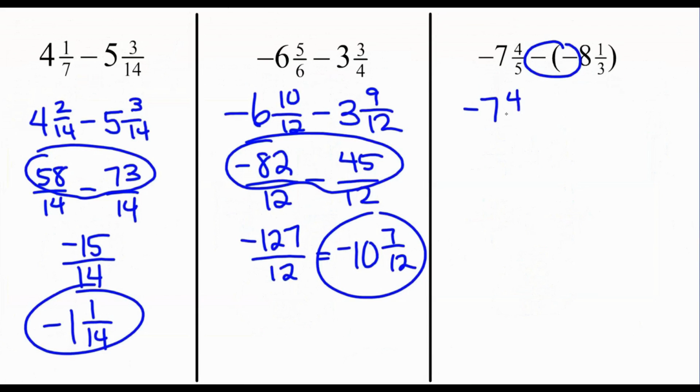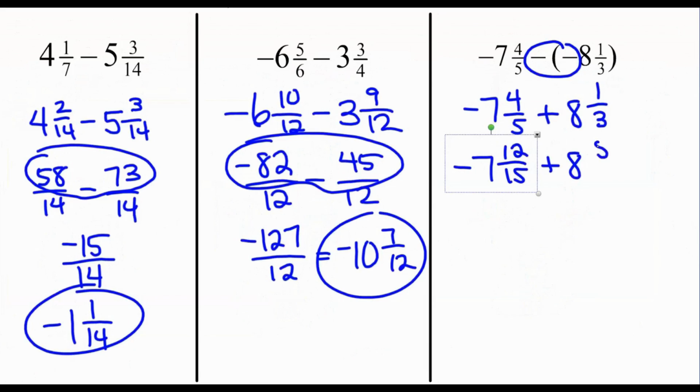So I have negative 7 4/5 plus 8 1/3. Now I get a common denominator. The common denominator of 5 and 3 is 15. So this is negative 7 12/15 plus 8 5/15. Now I can change them to improper fractions with common denominators.